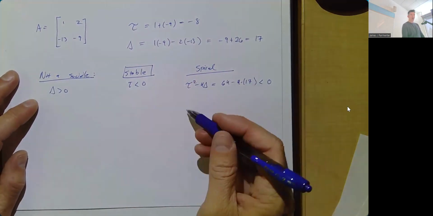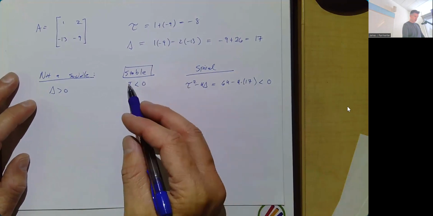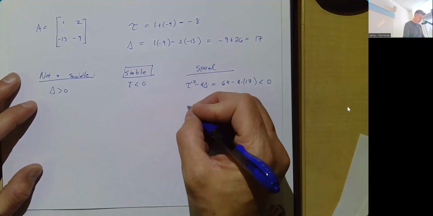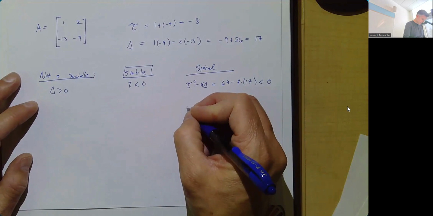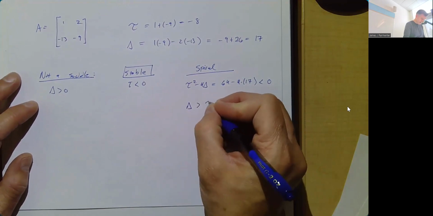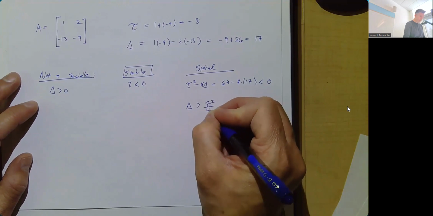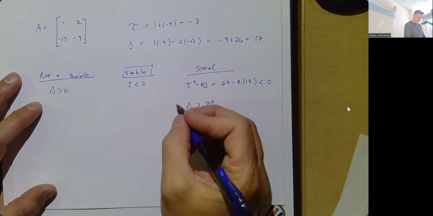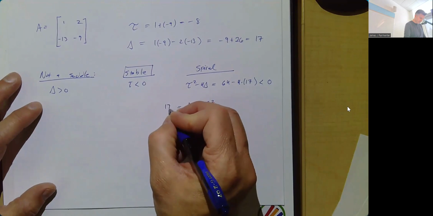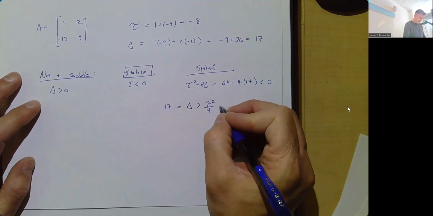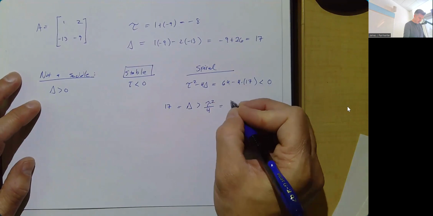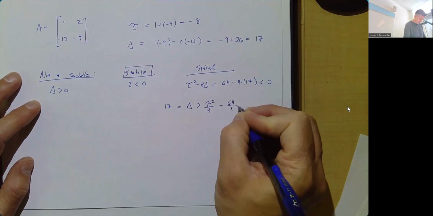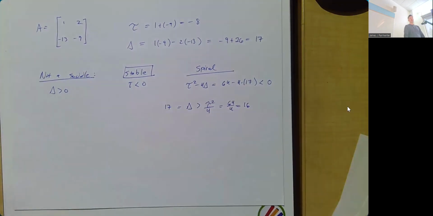If you prefer, you could have said it's going to be a spiral because your determinant is bigger than tau squared divided by 4. Because your determinant, which is 17, is bigger than -8 squared over 4, which is 16. That would be an also equivalent way of doing it. It's just not the way I see it personally.